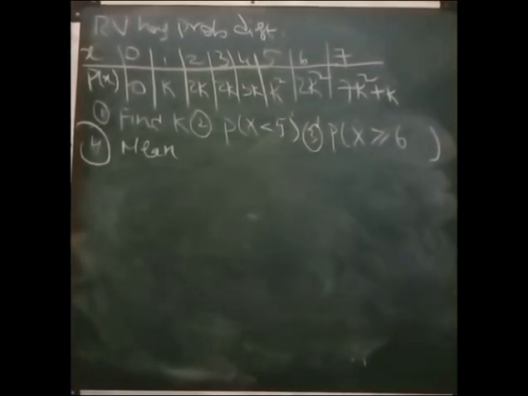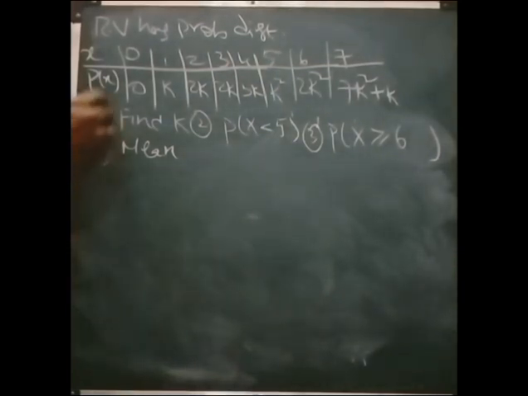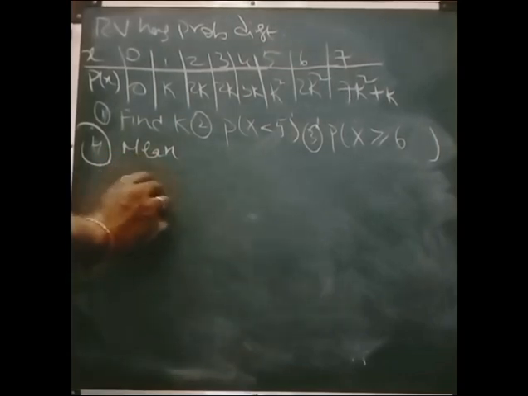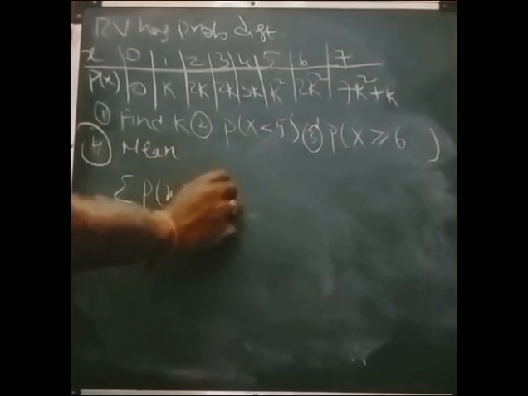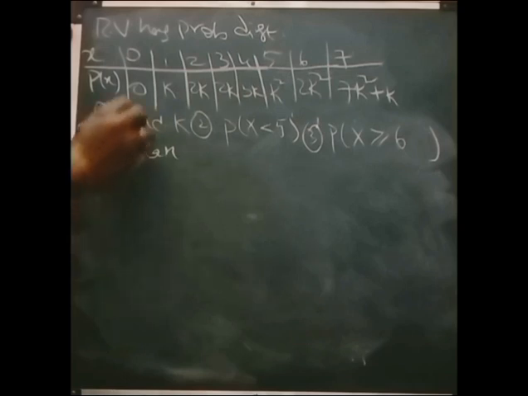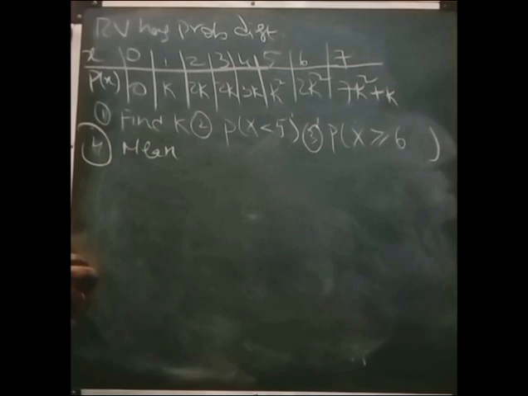So first let us determine the k value, which is unknown in the given probability distribution table. To determine the k value, we apply the probability axiom that the total probability of all the values of x is always 1. By considering this axiom, we can determine the value of k: the sum of all the probability values in the given distribution is always 1.